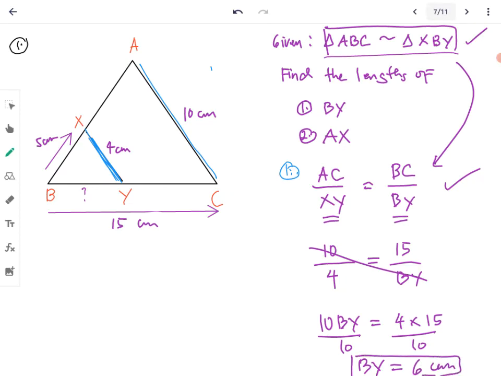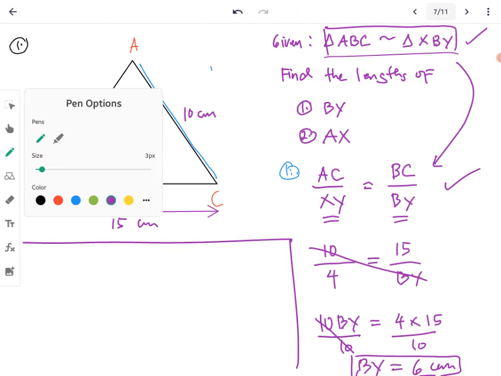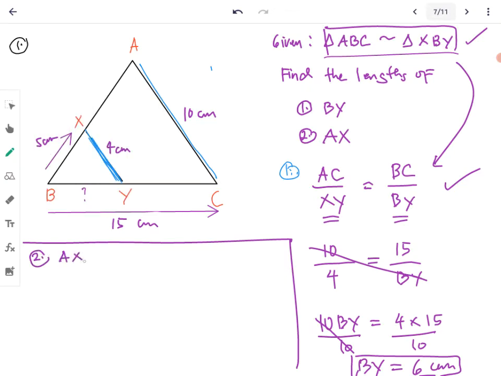So BY is 6 cm. The same idea with AX. In AX, we will use the same given ratio. The AC and the XY.